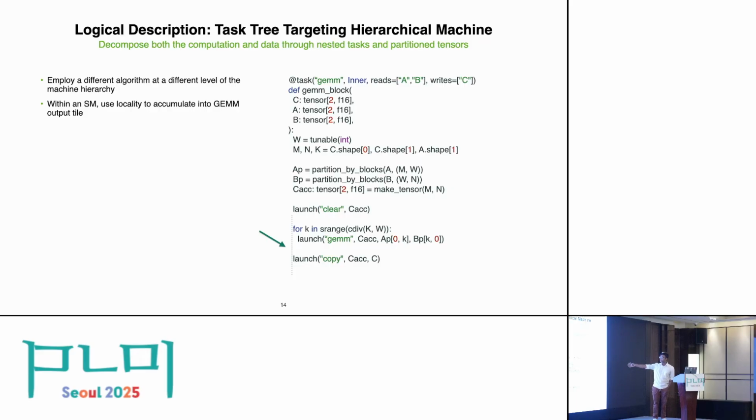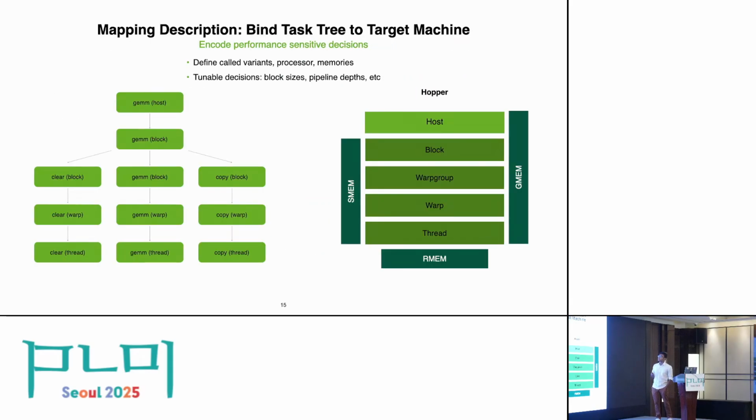All of it is going to be done by the compiler. And here we're just structuring a program that says, here's the logical algorithm I want to run. OK, so let's talk about then binding this program onto a real machine. So the mapping description is where we're going to encode a lot of performance-sensitive decisions.